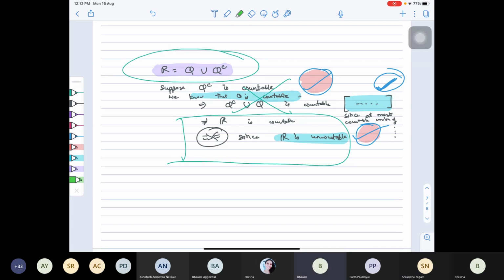Plus the facts that Q is countable and R is uncountable. So it depends on how much. Ma'am, how to prove independently that Q complement is uncountable?